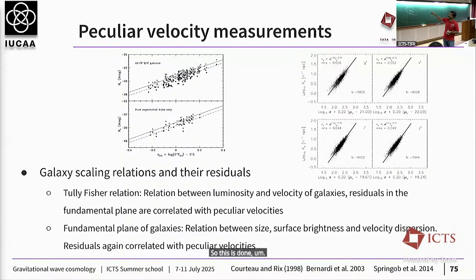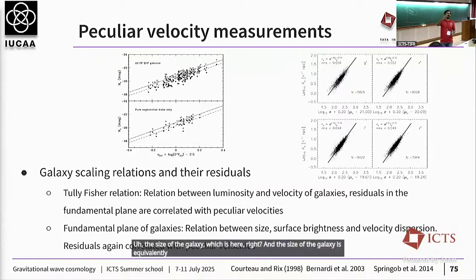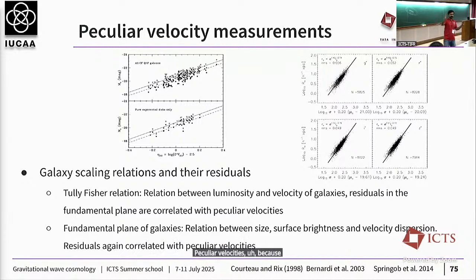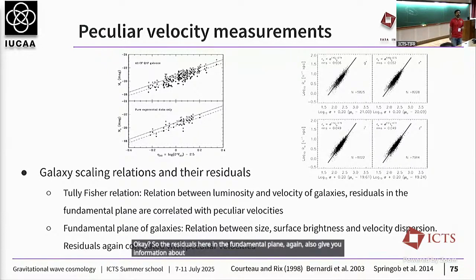Okay. So this is done. In the case of the fundamental plane, there is the size of the galaxy, which is here. And the size of the galaxy is equivalently affected because of the peculiar velocities. Because you get a wrong redshift, you infer a wrong distance, and so you convert an angle into the size of the galaxy in a wrong manner. So the residuals here in the fundamental plane again also give you information about the peculiar velocities.